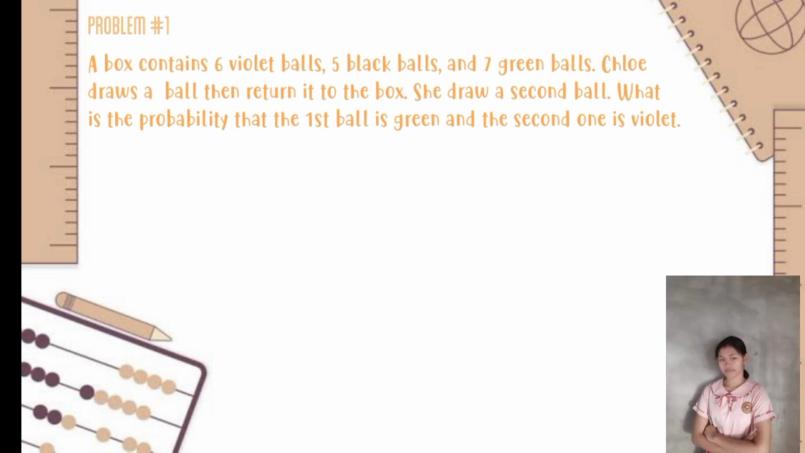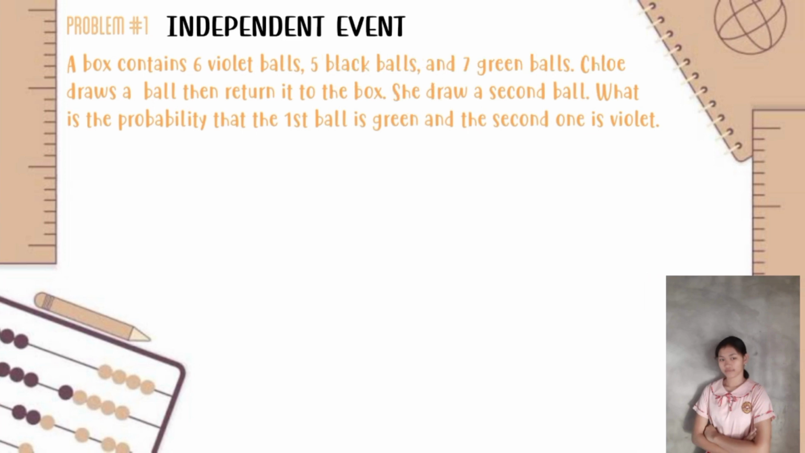In this example, we have a box that contains 6 violet balls, 5 black balls, and 7 green balls. Chloe draws a ball and returns it to the box. She draws a second one. What is the probability that the first ball is green and the second one is violet? Can you tell me if this example is an example of independent or dependent event? Yes, you're right. It is an example of independent event.